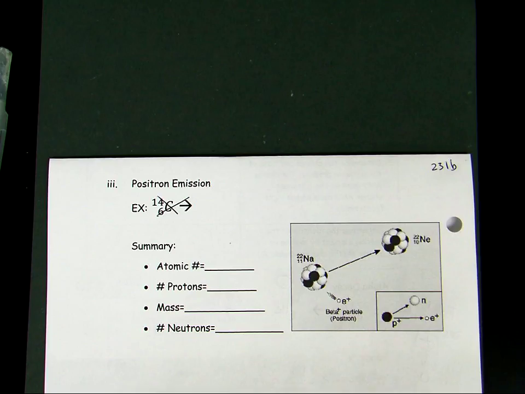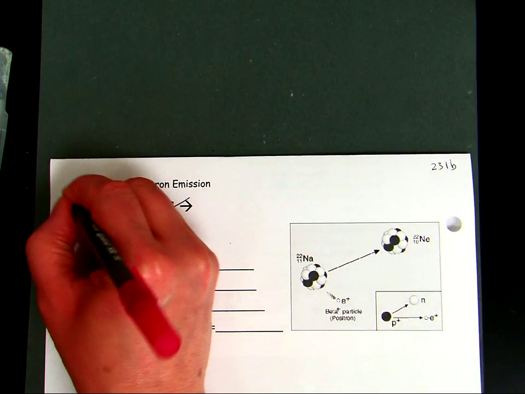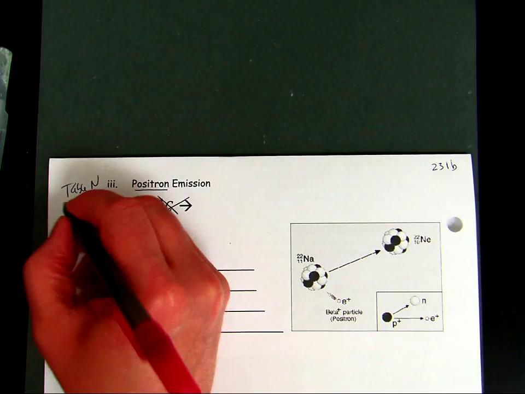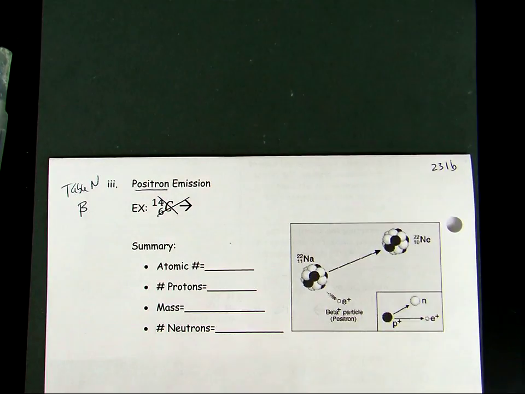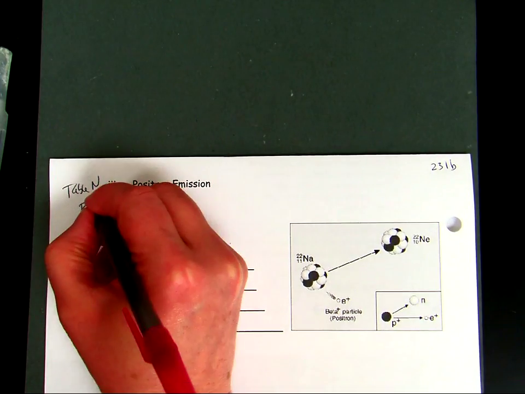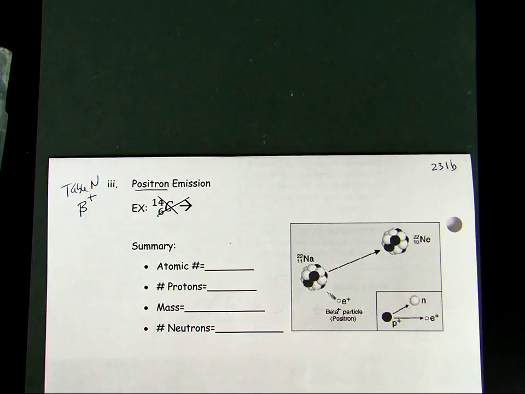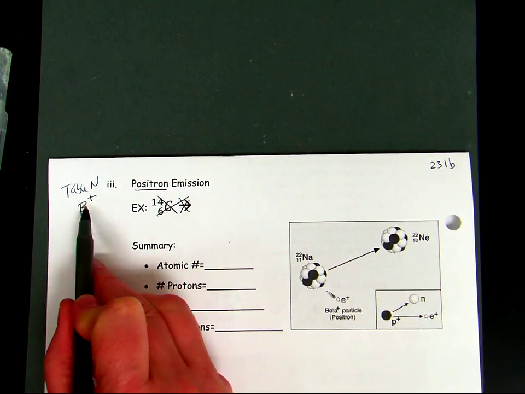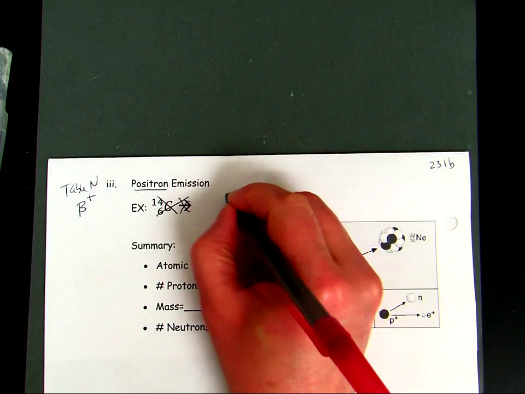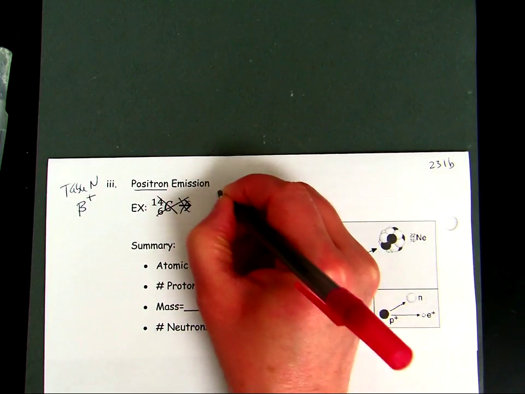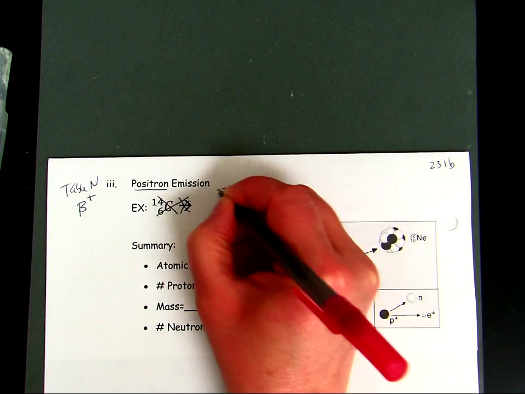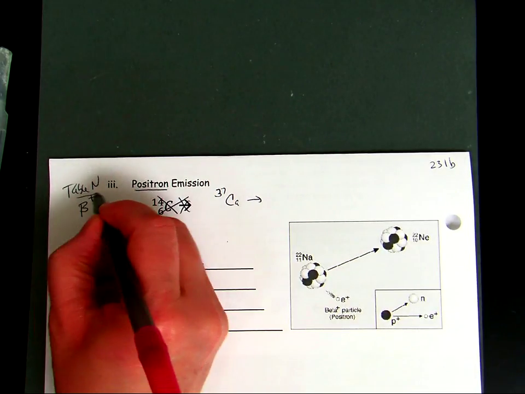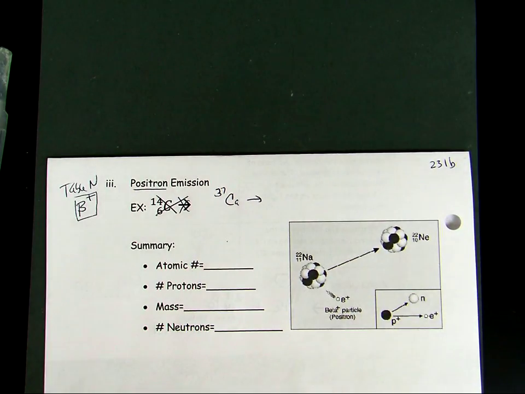So if you go to your table N, and we're looking for positron, it has a symbol similar to the beta particle, but instead of a minus sign, it has a plus sign. And so you will see that the first example of a positron emission is calcium 37. So that should say 37. So calcium 37. So now we know the decay mode for the positron.